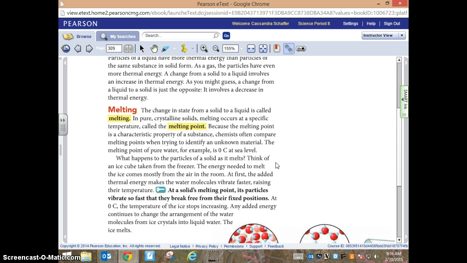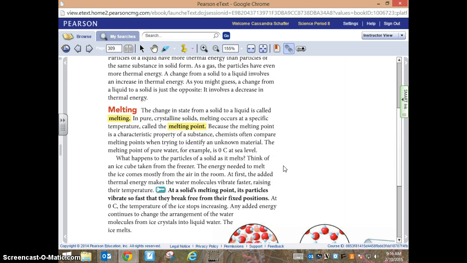Melting. The change in state from a solid to a liquid is called melting. In pure crystalline solids, melting occurs at a specific temperature, called the melting point. Because the melting point is a characteristic property of a substance, chemists often compare melting points when trying to identify an unknown material. The melting point of pure water, for example, is 0 degrees Celsius at sea level.